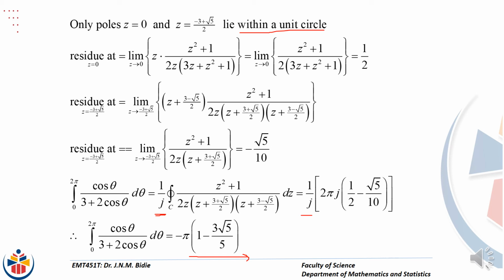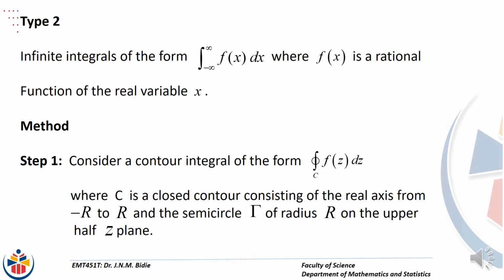Let's check the steps. First things, substitute cos theta, as you change it from a real integral to a contour integral, and also change dz, and then simplify, and then calculate the poles, and then check the poles that lie within a circle of radius 1, and then find the residues of those poles, noting that the given integral will be equal to 2 pi j multiplied by the sum of those residues. We go to type 2.